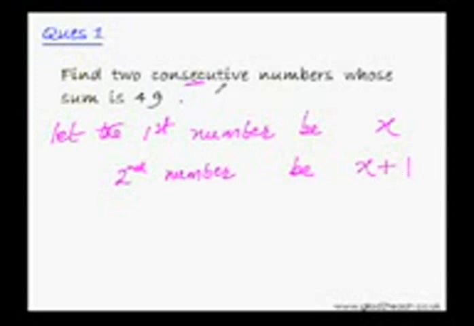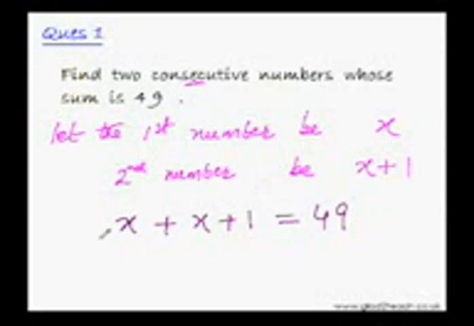Consecutive means one after the other. Let's say if one number is 7, then the other number would be 7 plus 1, that is 8. So that is why we put plus 1. So according to this question, the sum of x and x plus 1 should be 49. X plus x plus 1 is equal to 49.